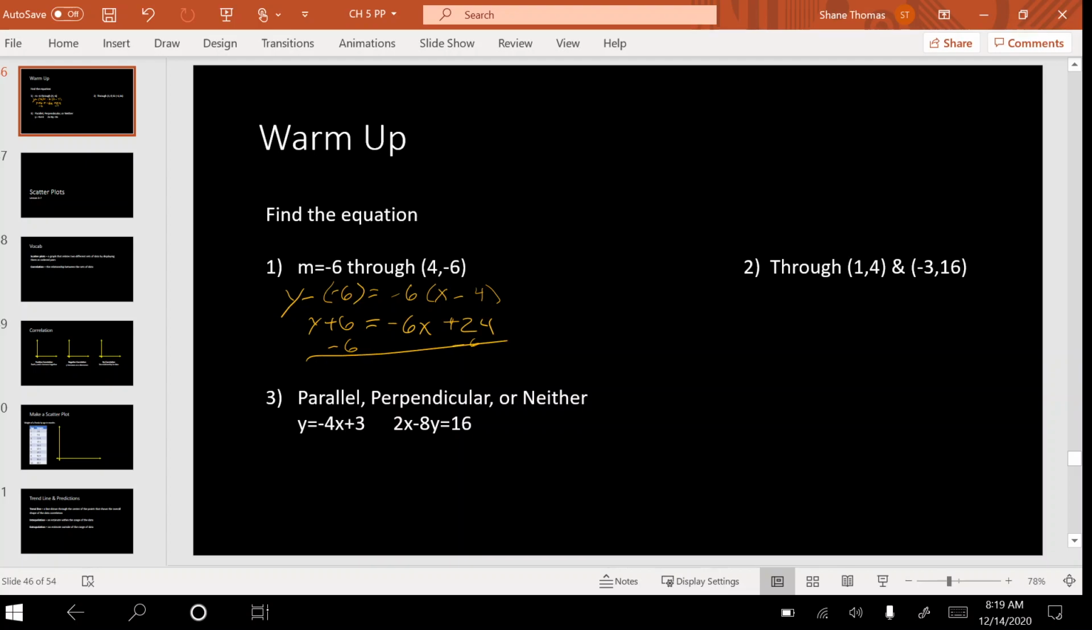Subtract the 6 from both sides. So y equals negative 6x plus 18. There you go. See, you know what you're doing. Okay. Up to the next one.